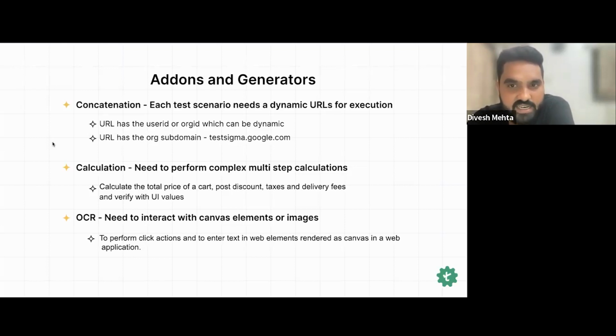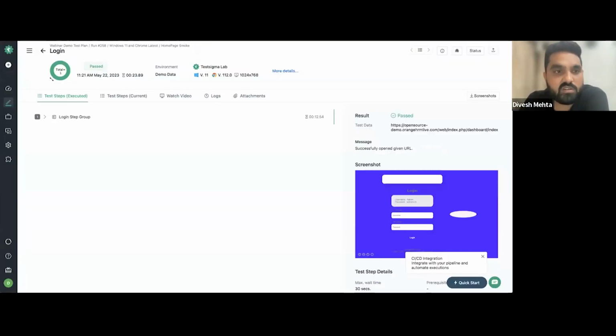So concatenation, string concatenation is a very common scenario, but in testing, it shows up when you want to access, let's say, dynamic URLs, right? These are URLs that are different for every org ID, every user ID. Maybe the subdomain is changing. For me, it's testsigma.google.com. For somebody else, it's freshworks.google.com, right? But you want your test case to be dynamic enough to take these, concatenate and run it all in one go. You don't want to keep creating multiple test cases. So how does Testsigma solve this?